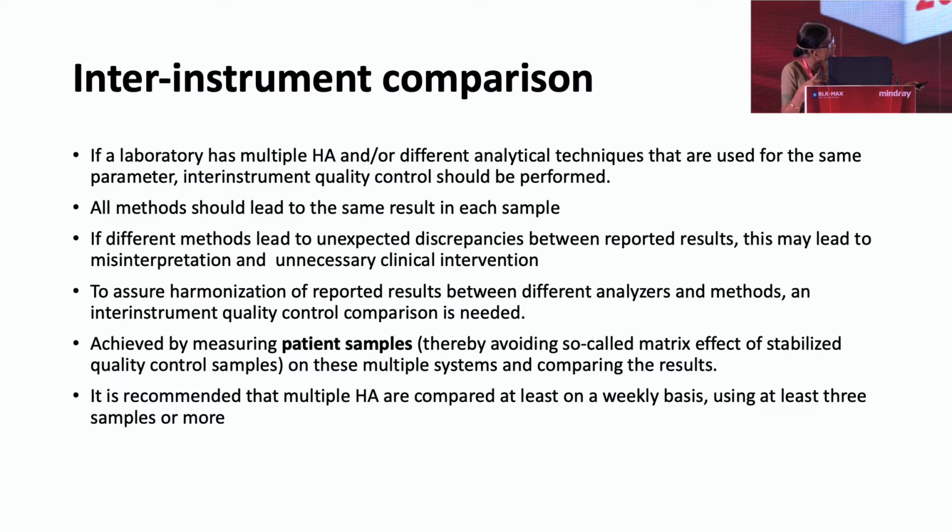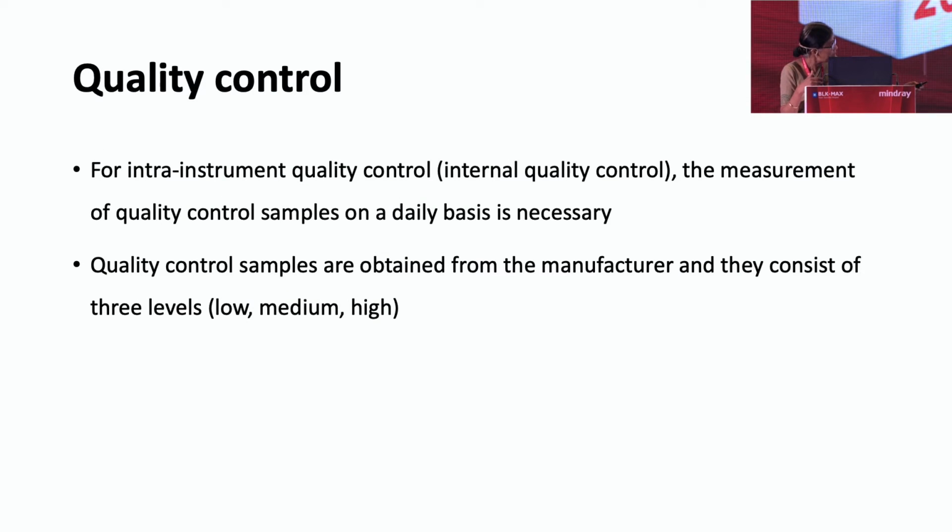Inter-instrument comparison is another important aspect. So, if a laboratory has multiple analyzers and different analyzers using different methodologies, inter-instrument quality control is important. This is to ensure that we don't have unexpected discrepancies between results generated by these equipments, resulting in unnecessary clinical intervention. So this can be done by running patient samples across the analyzers in addition to the routine quality control testing that we perform. So for intra-instrument quality control, QC samples on a daily basis is necessary.